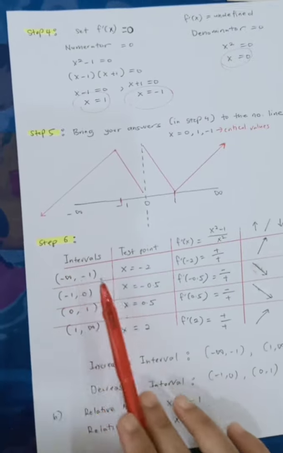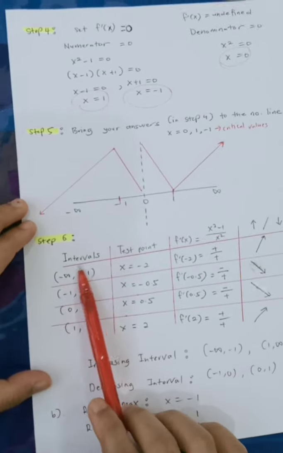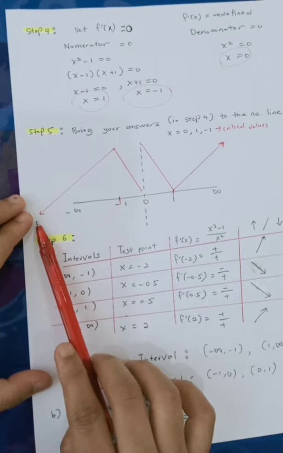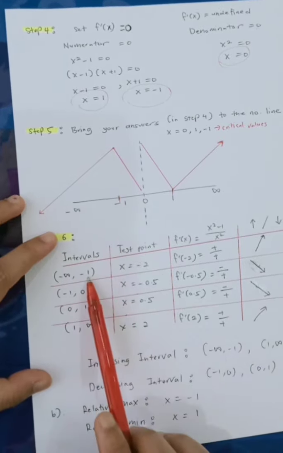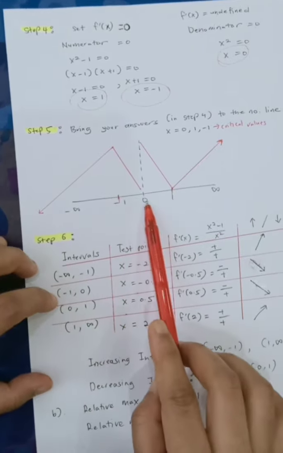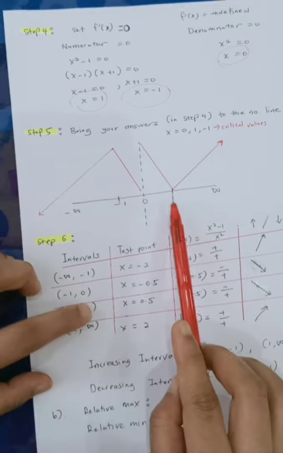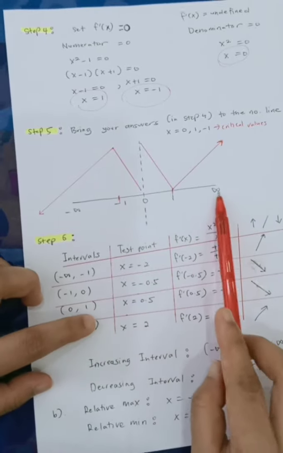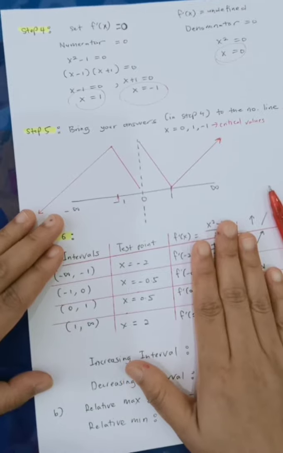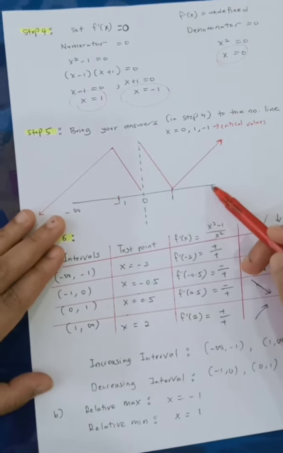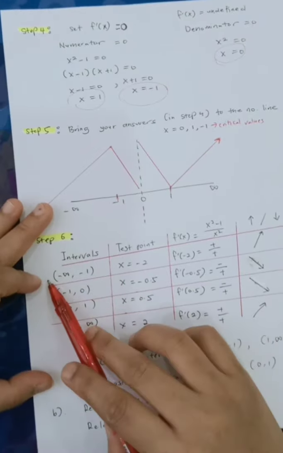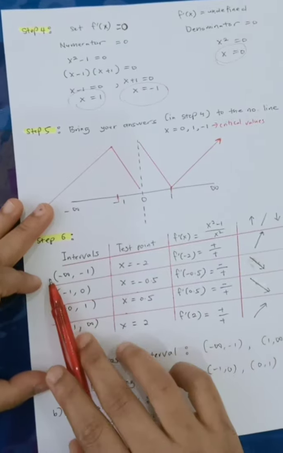Step 6, we can see our intervals start from negative infinity to negative 1, and then negative 1 to 0, 0 to 1, 1 to infinity. This one you do later. From the number line, write all the intervals, and then we look at the first row.